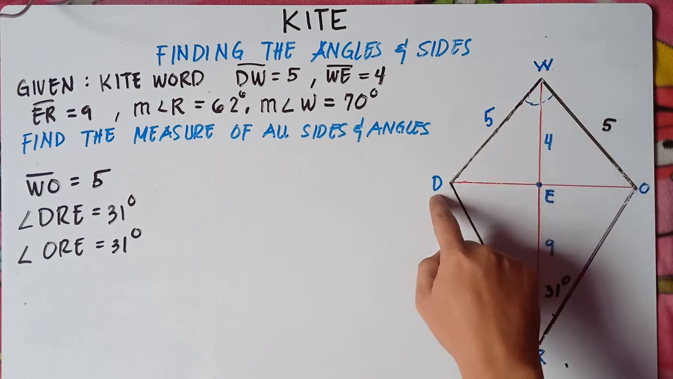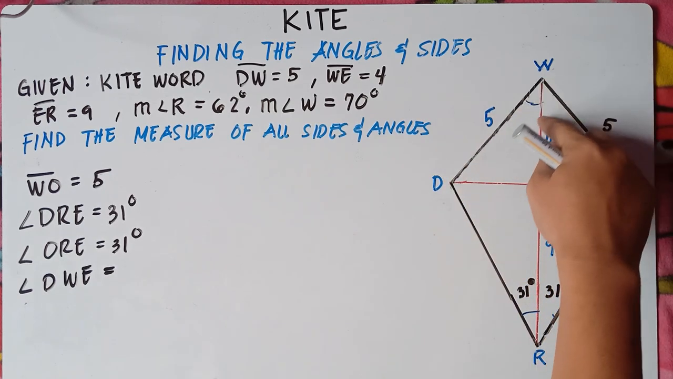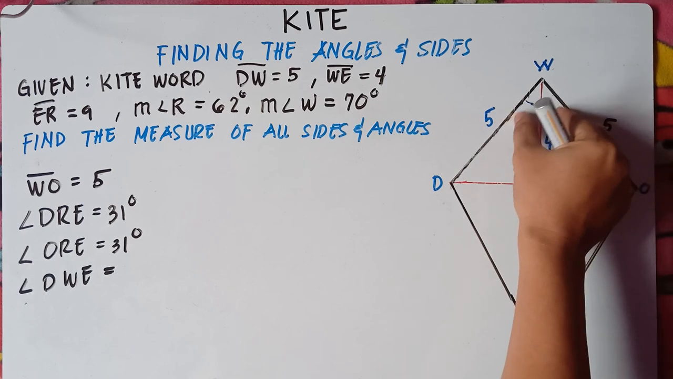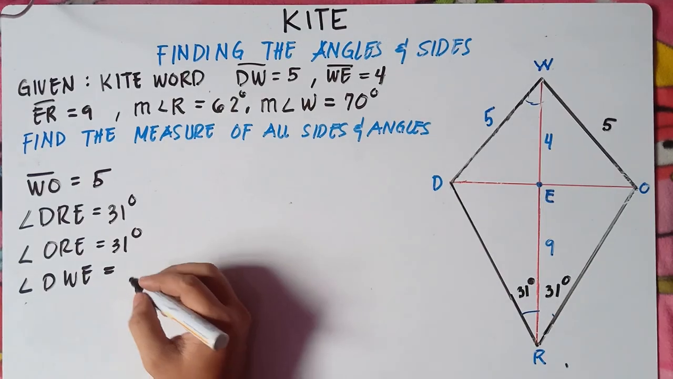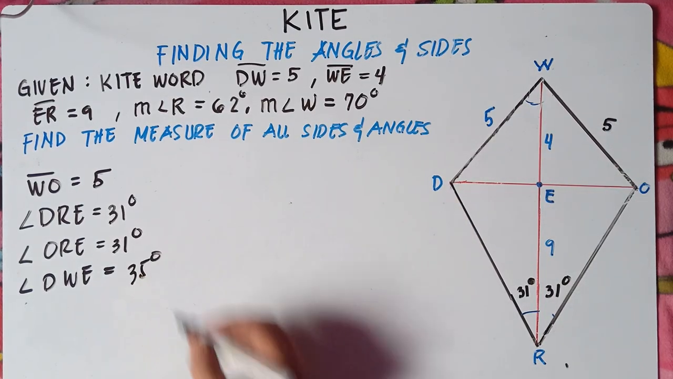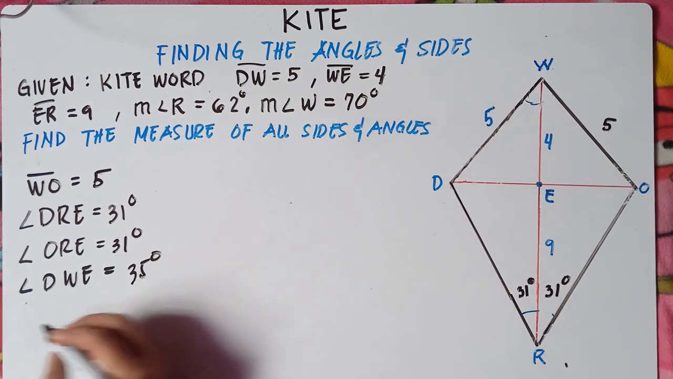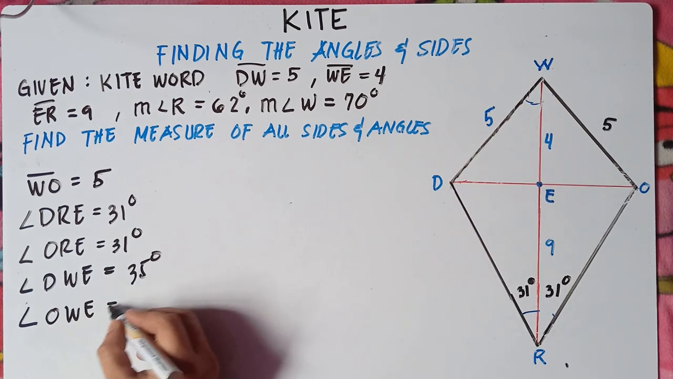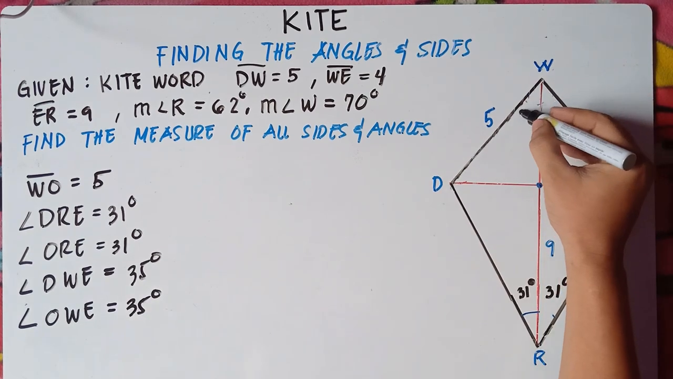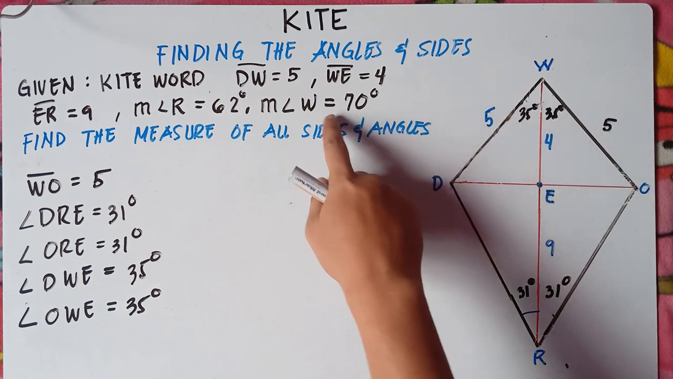then angle DWE, since angle W is 70, we just divide it by 2, because this angle here is equal to this angle. So 70 divided by 2 would be 35, so DWE is 35 degrees. This should also be 35 degrees because 35 plus 35 is 70. So angle OWE should be 35 degrees. 35 degrees and 35 degrees make angle W equal to 70.